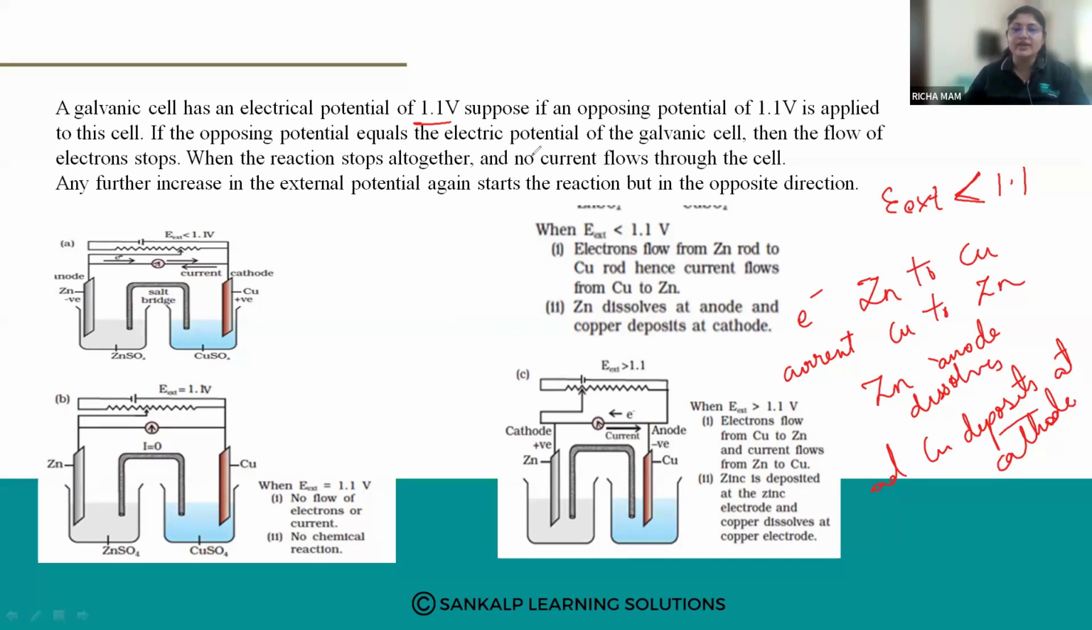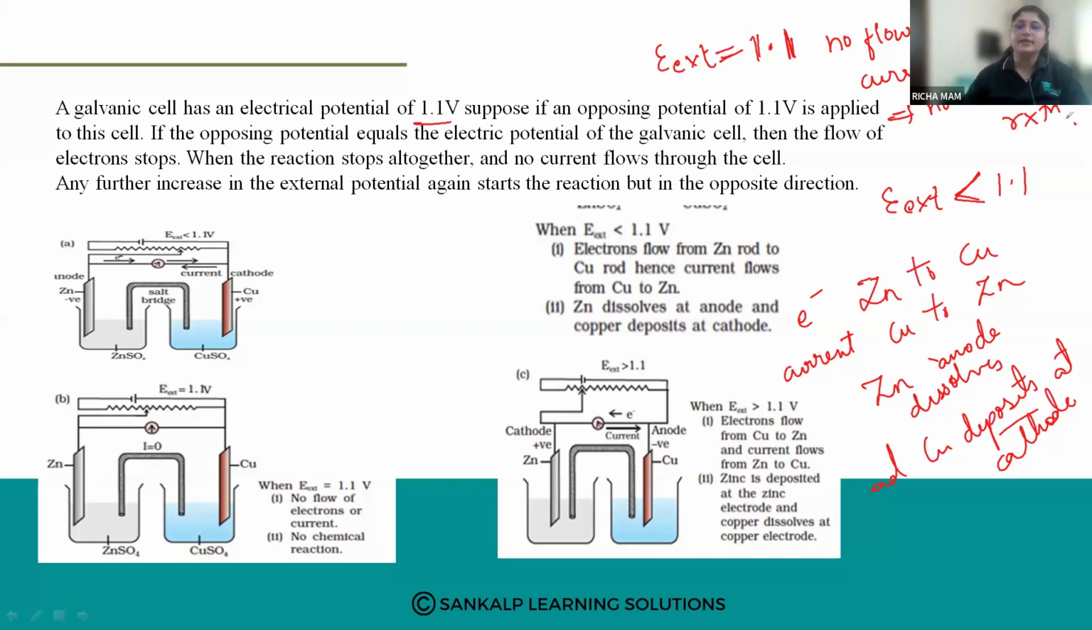Now, if the external potential applied is equal to 1.1, what will happen? Then there won't be any flow of electrons or current. So when the external potential is equal to 1.1, there is no flow of electrons or current, so there won't be any chemical reaction.